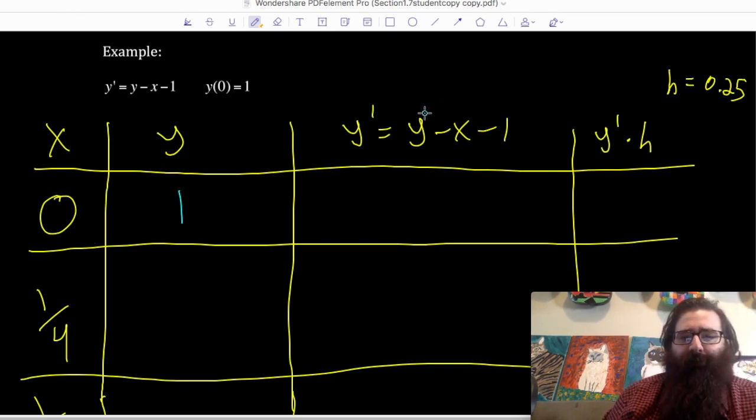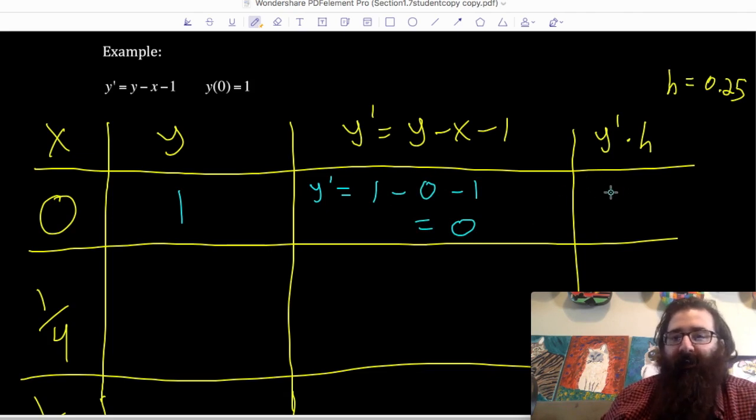Go into the differential equation. Now this relies on both y and x, so I should be plugging in for both. So y prime is equal to y, which is 1, minus x, which is 0, minus 1. Well, 1 minus 0 is 1, 1 minus 1 gives me 0, so this is 0. And if I go into that next cell, we get 0 for y prime times h, which is 1/4. 0 times 1/4 gives me 0.